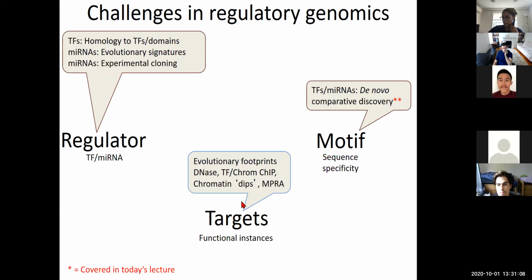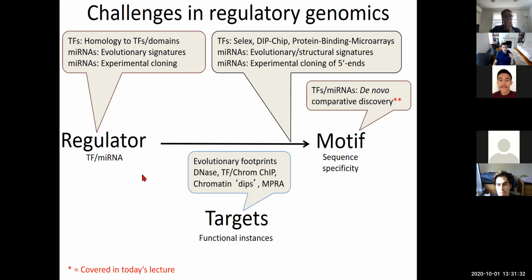For finding targets, we're going to look at evolutionary footprints, DNase, TF ChIP, and chromatin immunoprecipitation. And then the dips in the chromatin profile, which we talked about last time, where at the center of a peak there's actually a region of diminished binding, which corresponds to the specific location that's protected by the factor. So these are the three cores. And then if you have a regulator, you'd like to find the motifs that it binds. One way to do that is SELEX, DIP-chip, or protein binding microarrays, as I mentioned in the previous slide. And for microRNAs, you can look at their evolutionary and structural signatures or their experimental cloning.